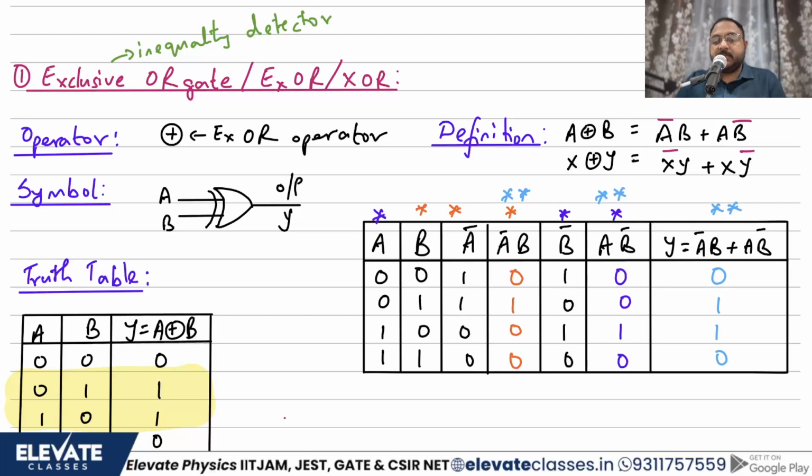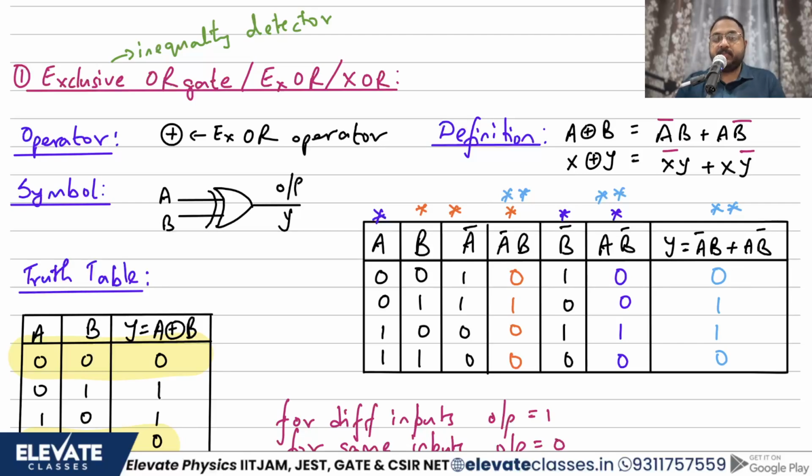Let's write, for different inputs, output is equal to 1. And what about the other two cases? Whenever you have 0 0, you are getting 0. Whenever you have 1 1, you are getting 0. That means for same inputs, जब inputs आपके बिल्कुल एक जैसे हो, that time your output turns out to be 0.